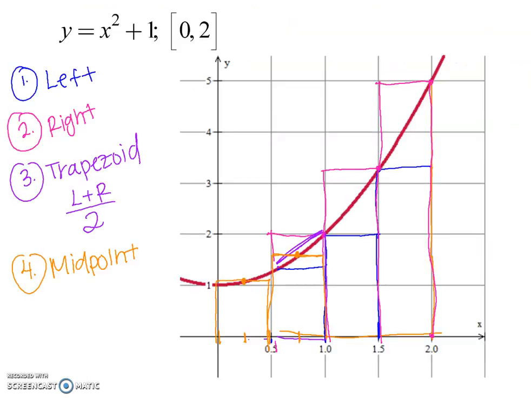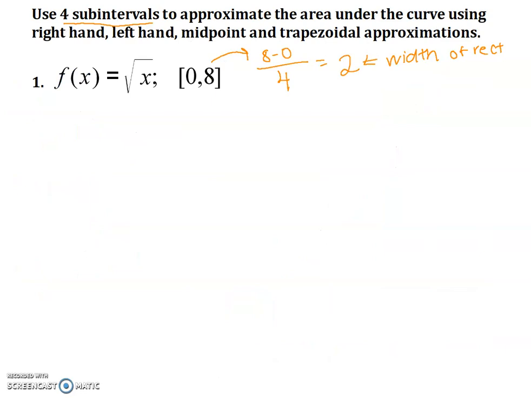If I jump back to this previous example, we went from 0 to 2, and we split it into 4 subintervals. So that made the width of each rectangle 0.5. So that's what we just did here. So what I'm going to do is make a table.